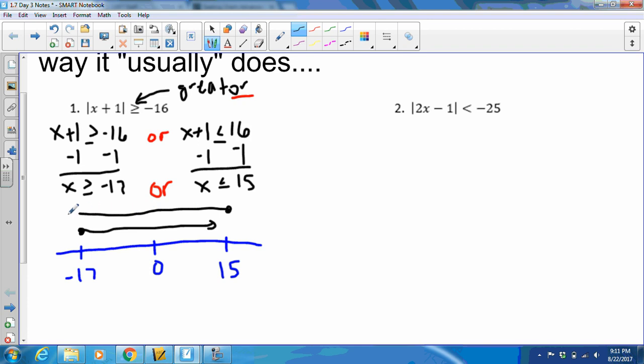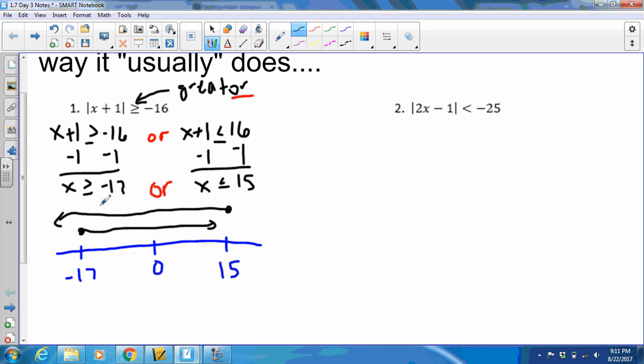Now, yesterday, whenever we had OR problems, as I said before, we usually drew on opposite sides. But as you can see here, the lines cross. Basically, this is saying that you can have any numbers that are bigger than negative 17, which goes on forever, and any numbers that are less than 15. This is really indicating that we only want x values that satisfy at least one of these conditions. If they satisfy both, that works as well.